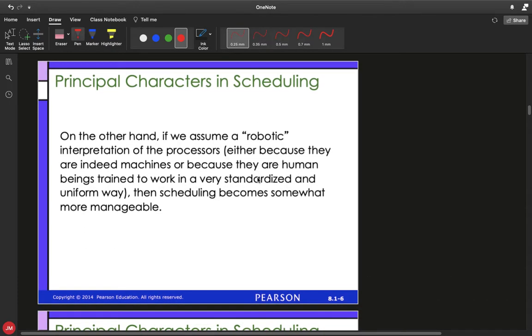Now, let's assume that we have robots as our processors. The reason we're going to do this is because robots can obviously carry out a number of different tasks and are going to be standardized. We could also think of them as very well-trained people. If a person was very well-trained to work in a very uniform way, then we could also think of it as a human. But oftentimes it'll probably be better to think about these tasks being processed by robots.